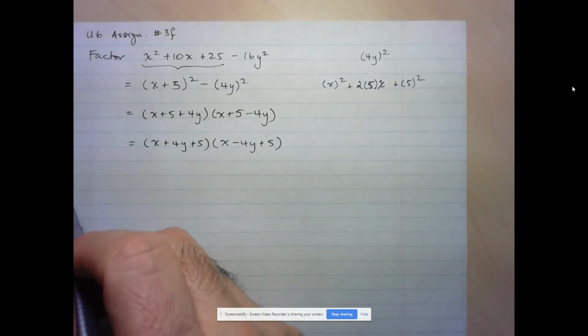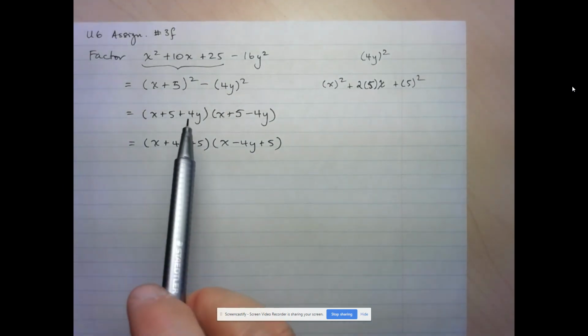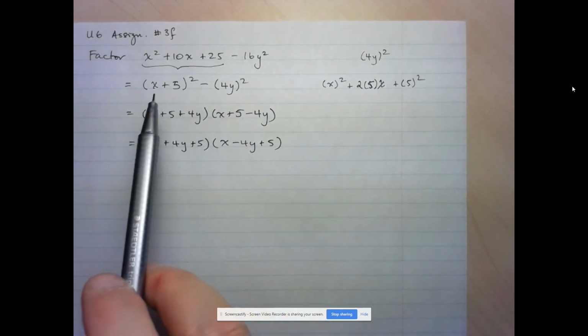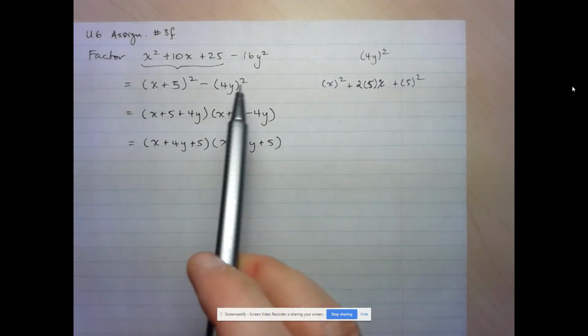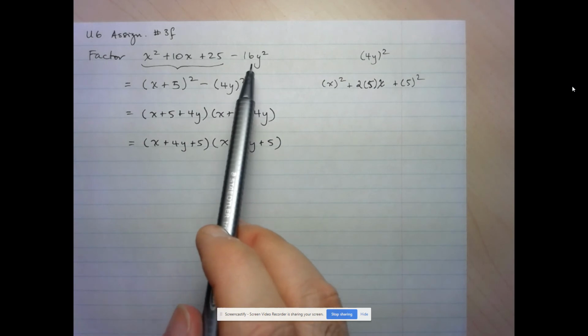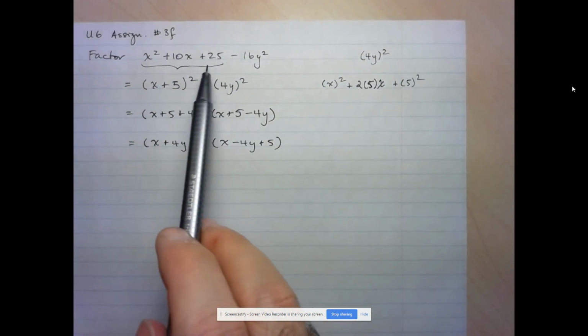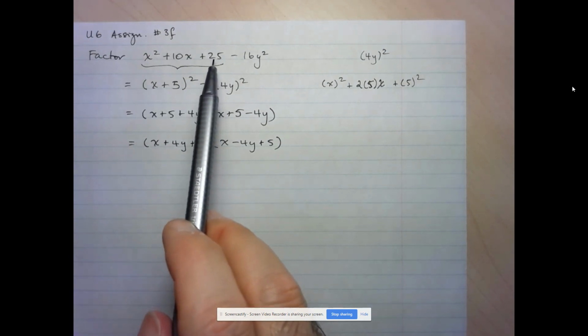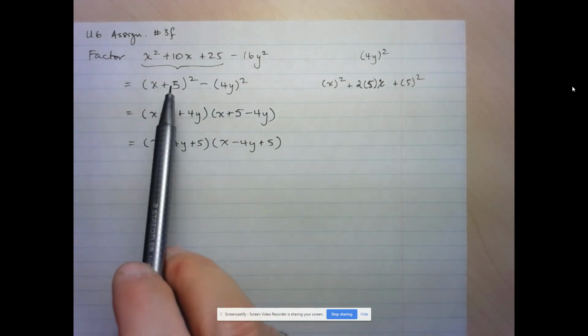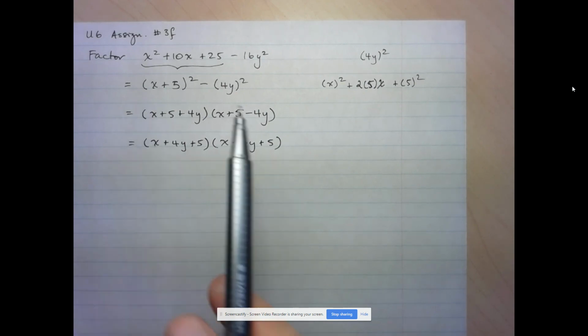Okay, so let's recap here. Because I'm seeing 4 terms, it's telling me that I'm probably going to have to do some sort of grouping, but I'm focusing in here on this minus 16y squared, which is a perfect square. So that made me think to check if the first 3 terms formed a perfect square, which they did, and that then gave me a difference of squares. Okay, that's it for this one.